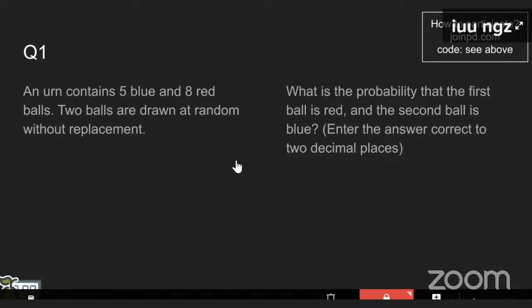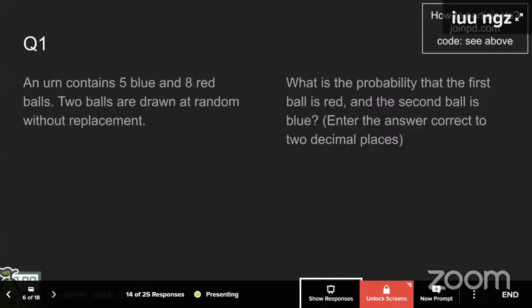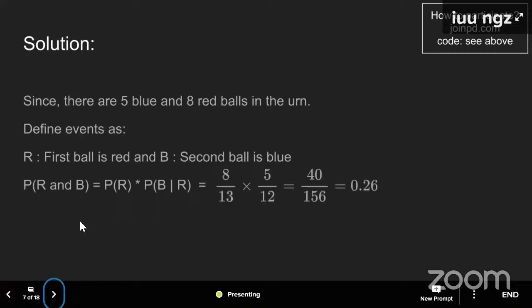So let me see the responses. Okay, I see a lot of different responses over here, but 2 of them are quite close. All right, let's see. So the correct answer is 0.26, right? So we define the first event. Let's define the event R as first ball is red and define the event B as second ball is blue. And basically what we have to find is the probability of occurrence of R and B, right?